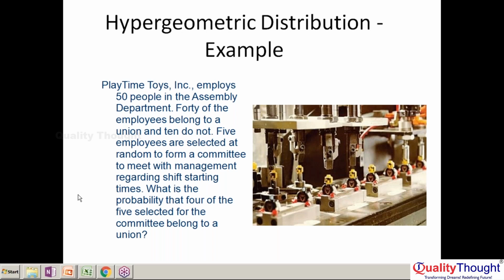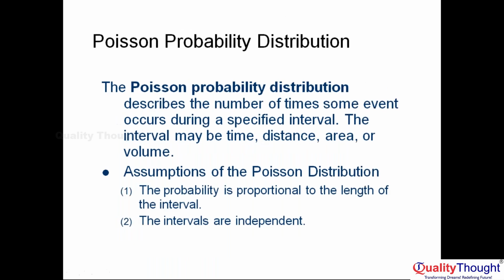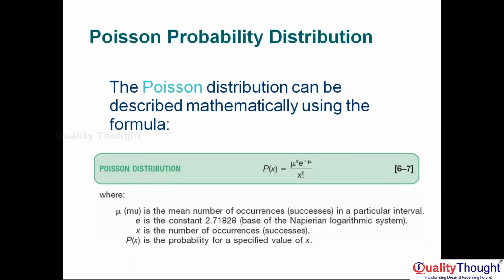So coming to the Poisson distribution, generally this probability distribution is used for prediction. This will explain the number of times some event occurs during a specified interval. Based upon that, we can predict. The probability is almost proportional to the length of that interval particularly. Now let us take a look at this one.